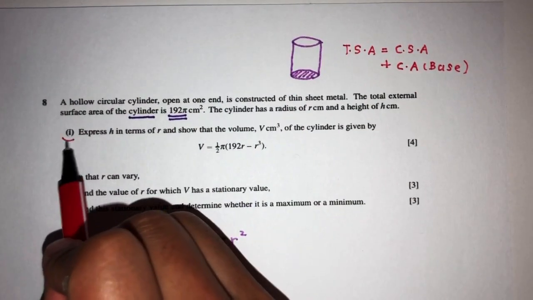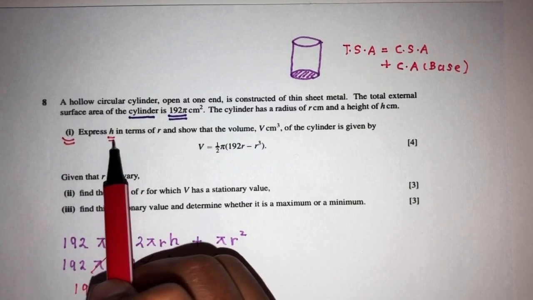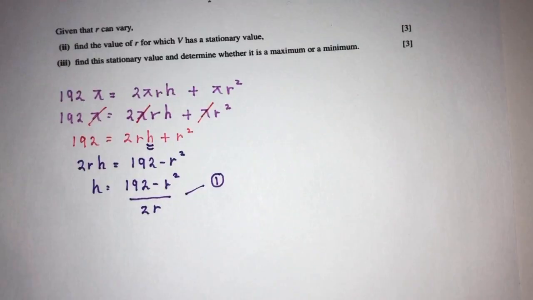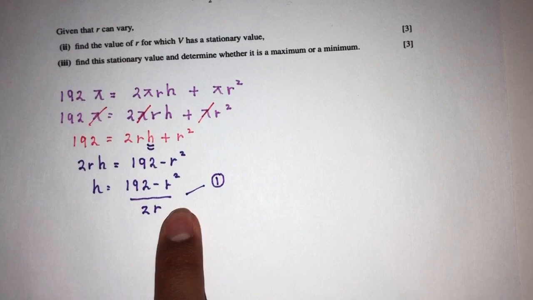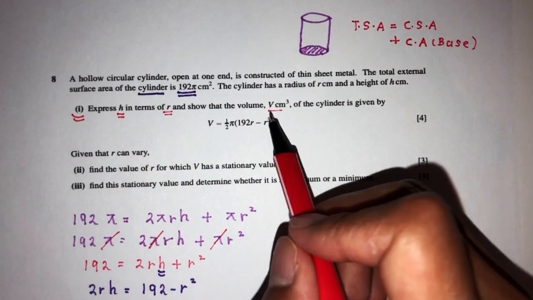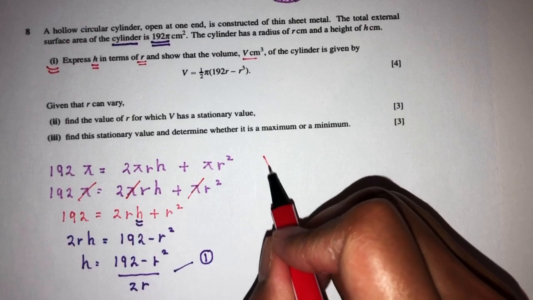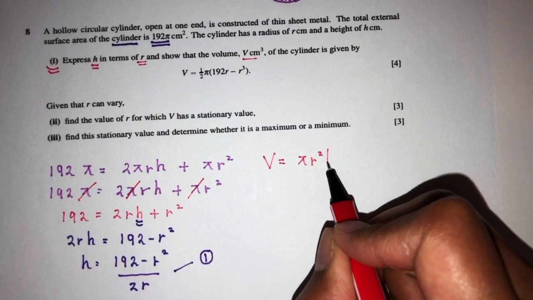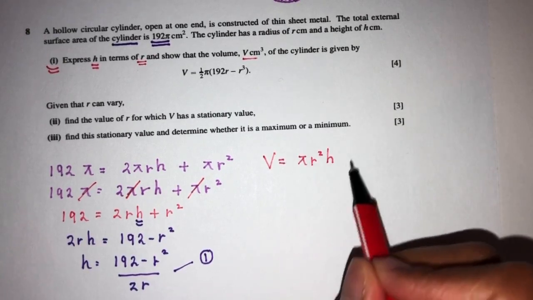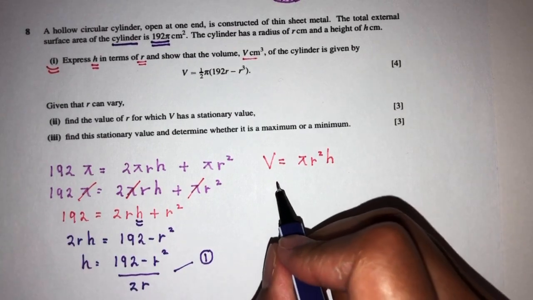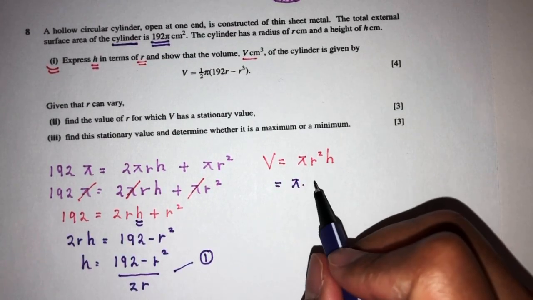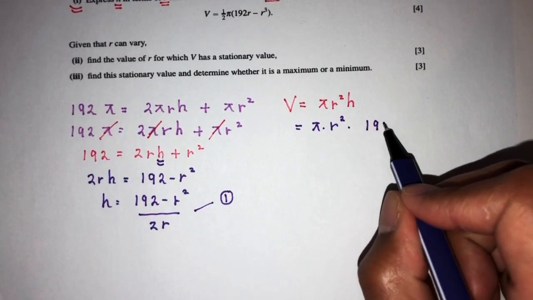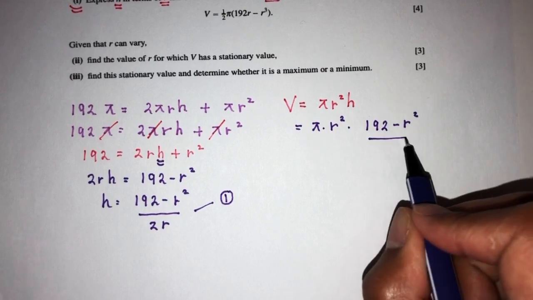Now part 1 of the question itself, we have to express h in terms of r and show that the volume V is given by this. So you can see we actually have to use this h in terms of r, and we have to show the volume is equal to this. Now, how do you find the volume of a cylinder? It is equal to pi r squared h. This is something we have to know. That will become pi is pi, r squared is r squared, and h we have seen here is equal to 192 minus r squared over 2r.